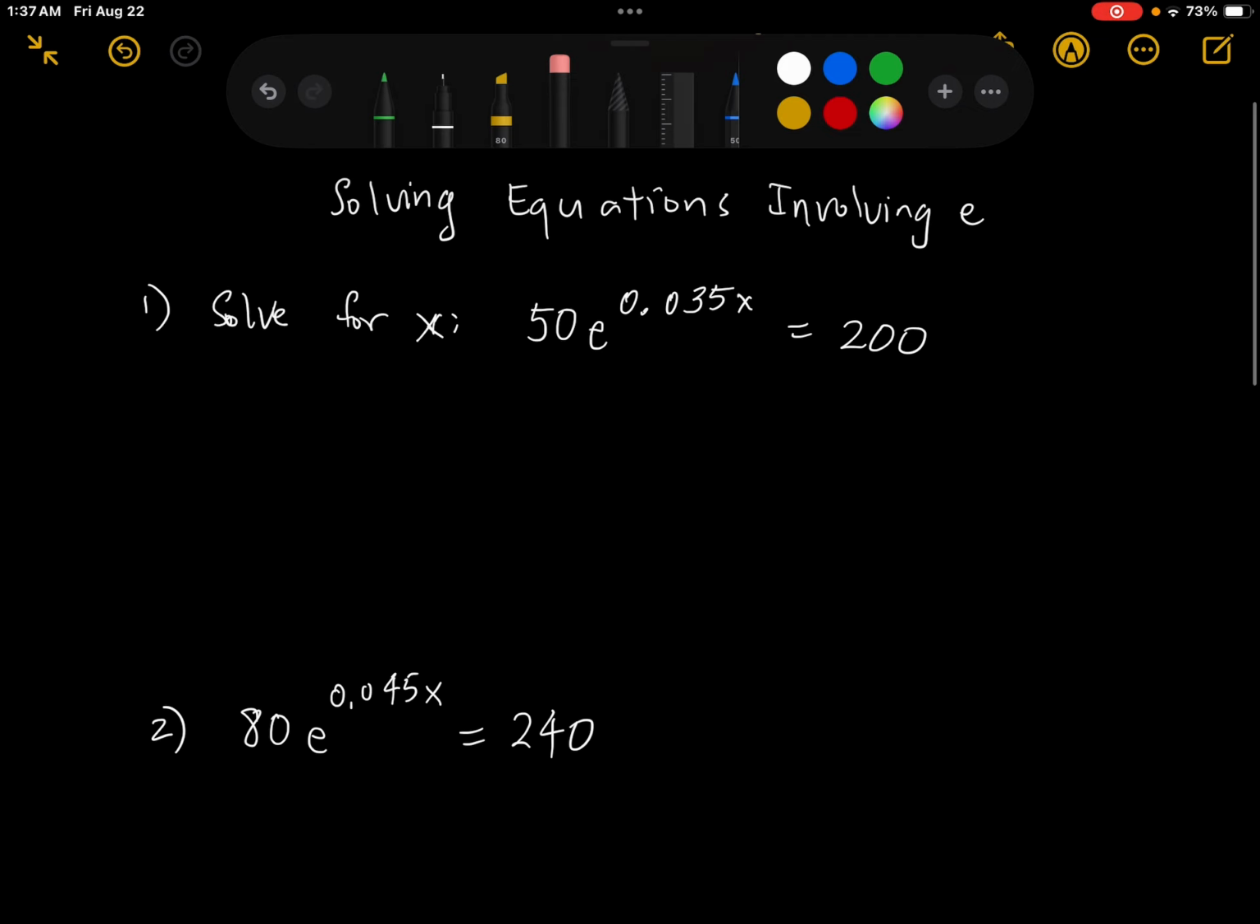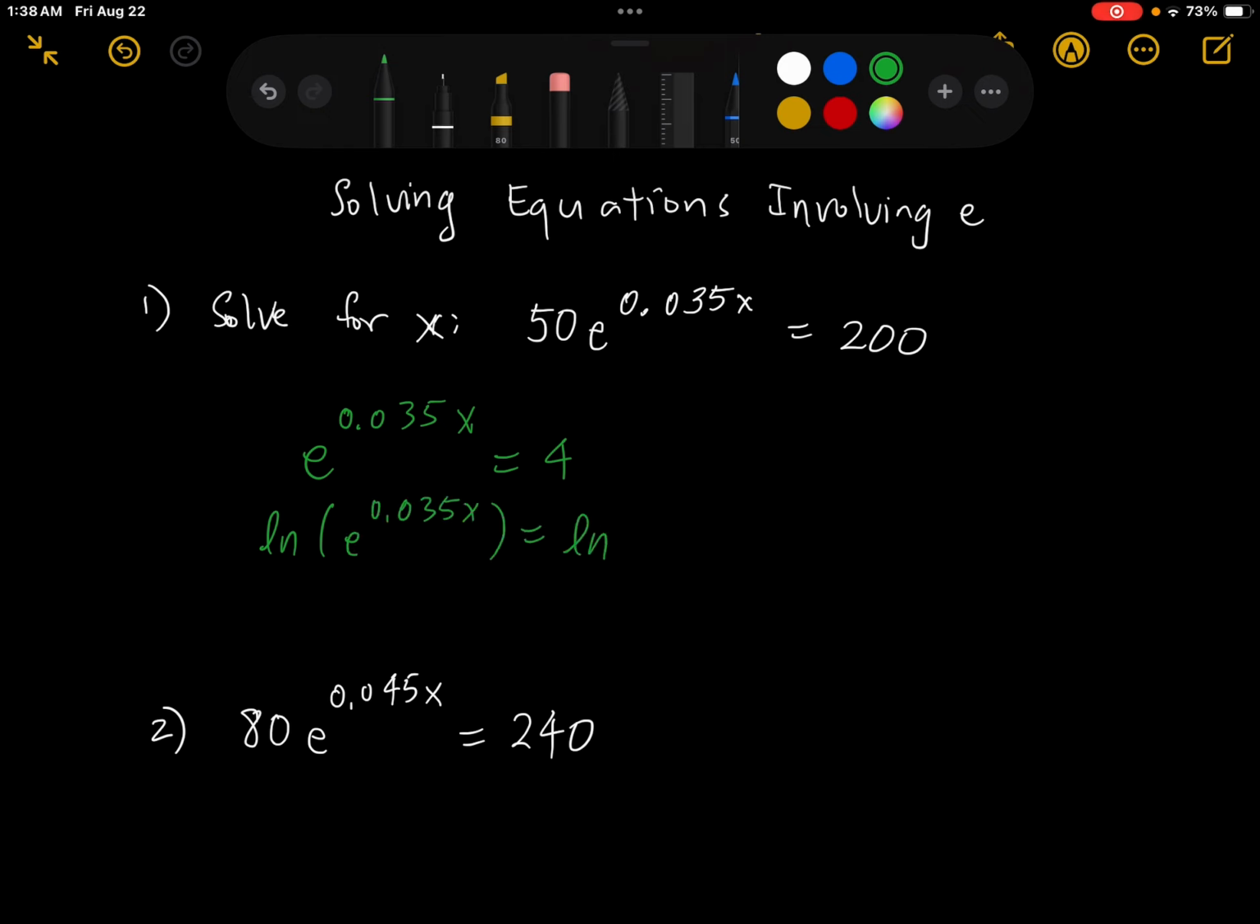So dividing both sides by 50, you get e to the 0.035x equals 4. Now we want to get the exponent down. And to do that, we take the natural log of both sides. So if you take the natural log of both sides, natural log of e to the 0.035x equals the natural log of 4.